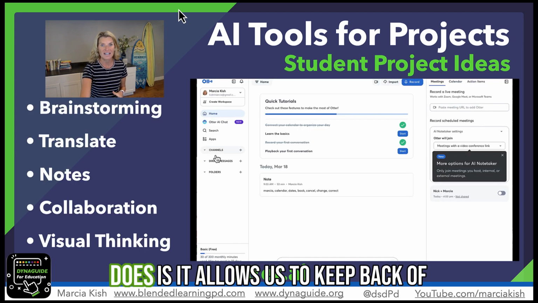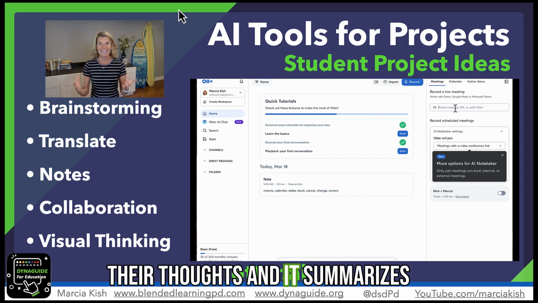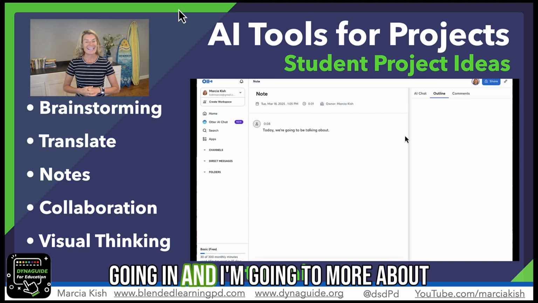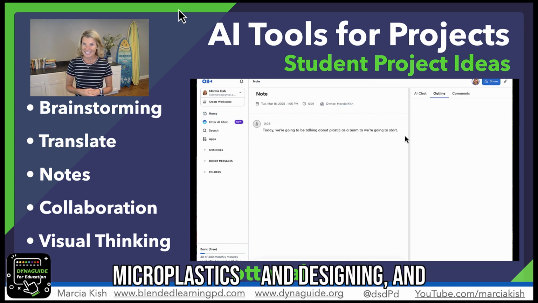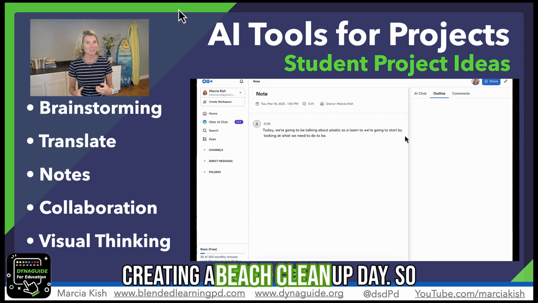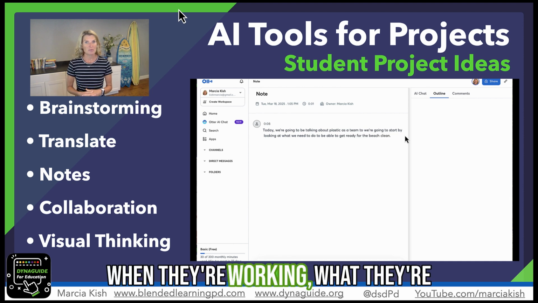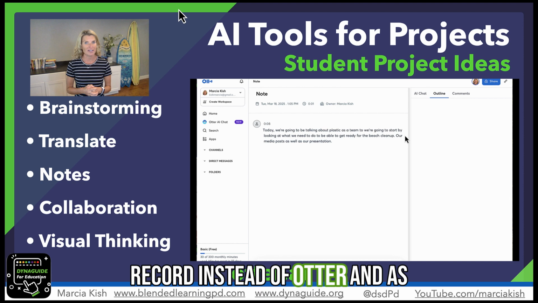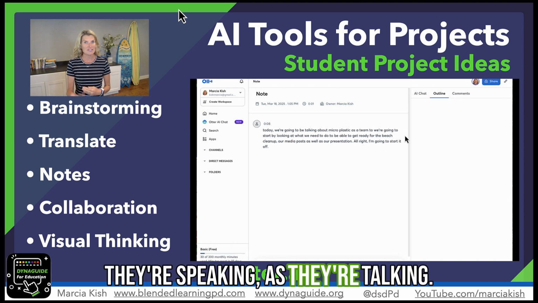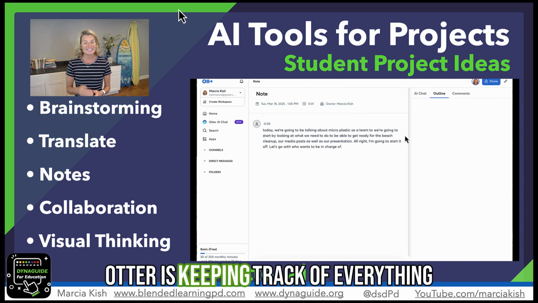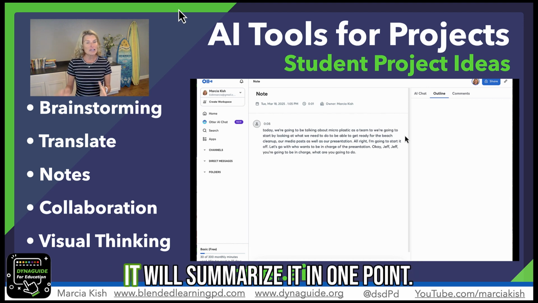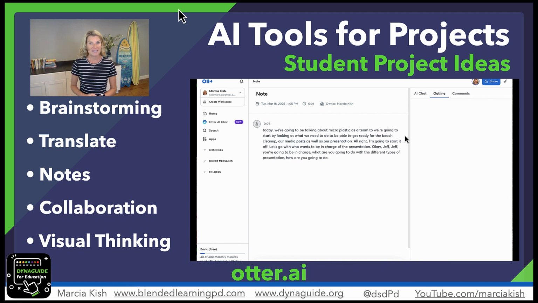And what Otter does is it allows the students to keep track of their thoughts, and it summarizes. For example, a group of students is going in and learning more about microplastics and designing and creating a beach cleanup day. So when they're working, what they're going to do is they're going to record themselves just by hitting record inside of Otter. And as they're speaking and as they're talking, Otter is keeping track of everything that they are saying. And at the end, it will summarize it and put it into bullet points.